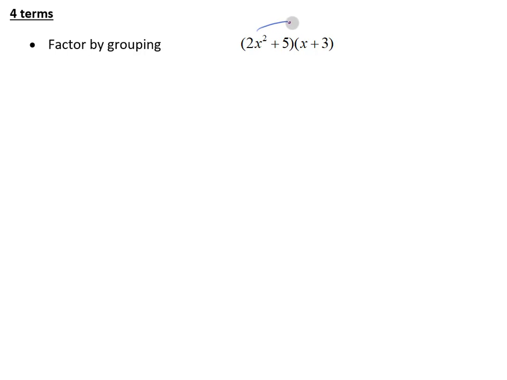So if we were to multiply them, 2x squared times x is 2x to the third. 2x squared times 3 would make 6x squared. Okay, we've distributed the 2x. 5 times x is 5x, and 5 times 3 is 15.